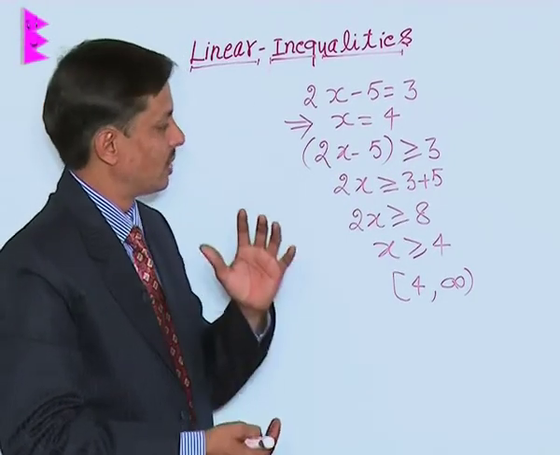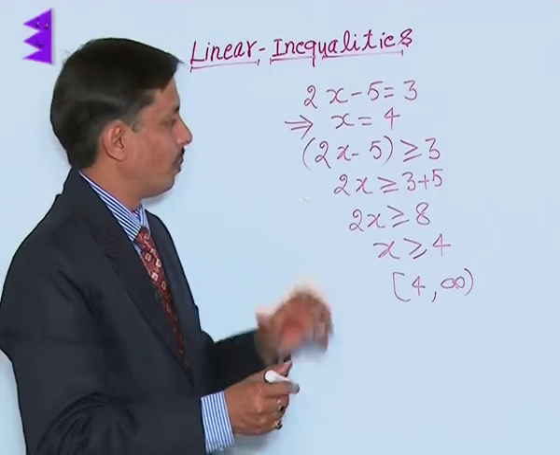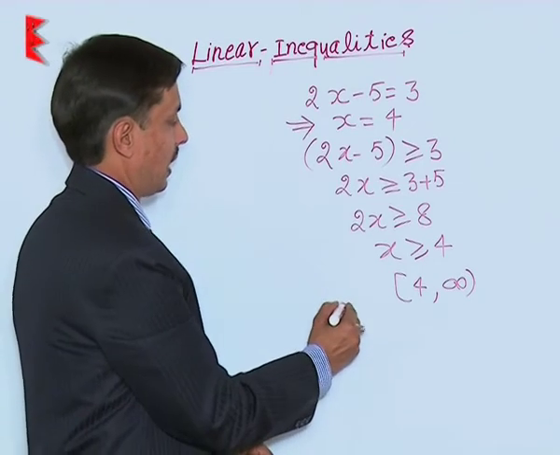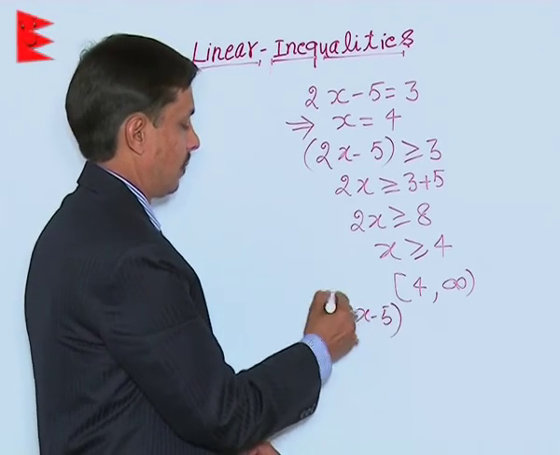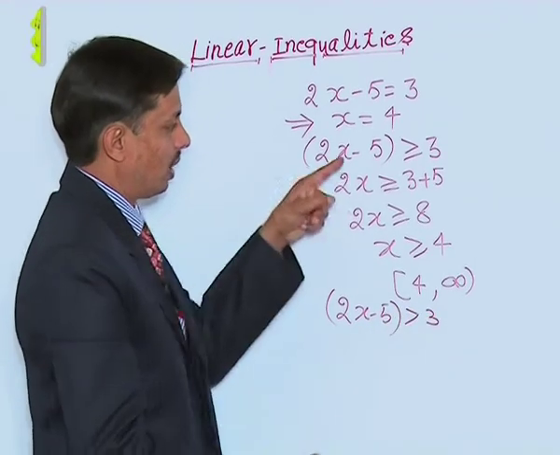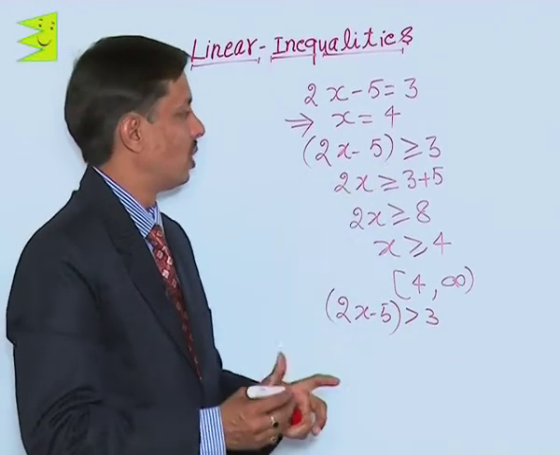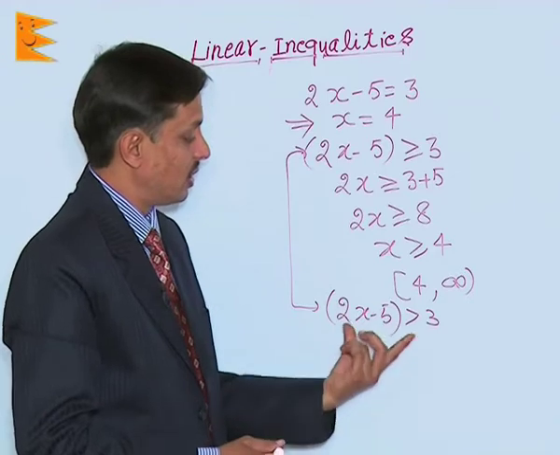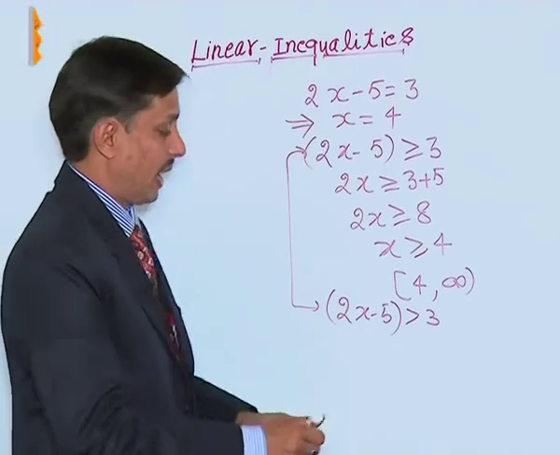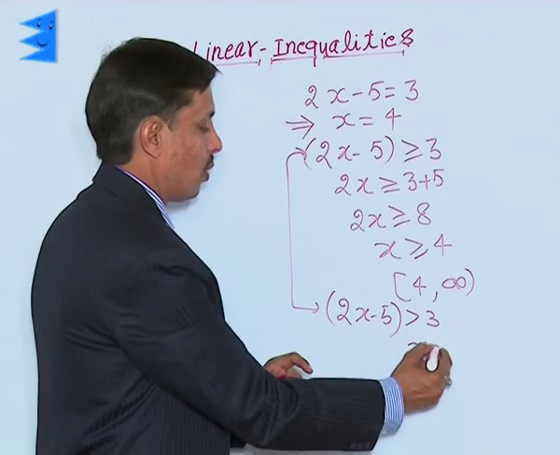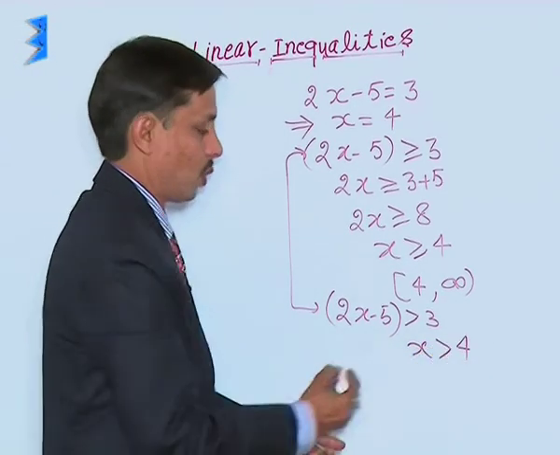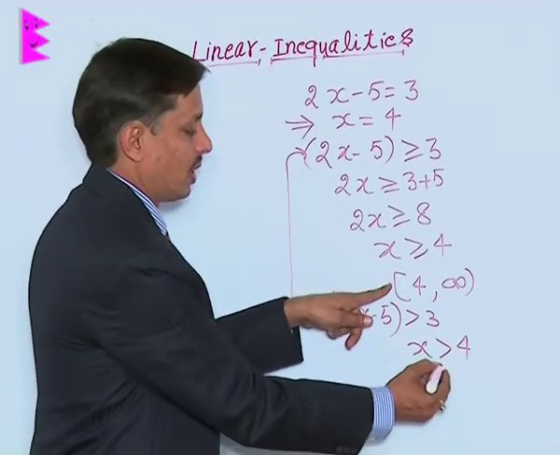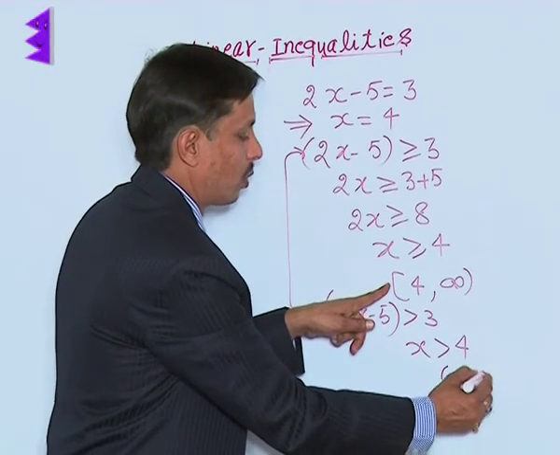Number one. Secondly, I would like to tell you that if the sign is a bit changed, if it is written like 2x minus 5 is greater than 3, in place of writing greater than or equal to 3, a minor change is made. Still it is a linear inequality. And the solution of this linear inequality will be x is greater than 4. And if this solution is presented in this shape, it will be open bracket 4 to infinity.